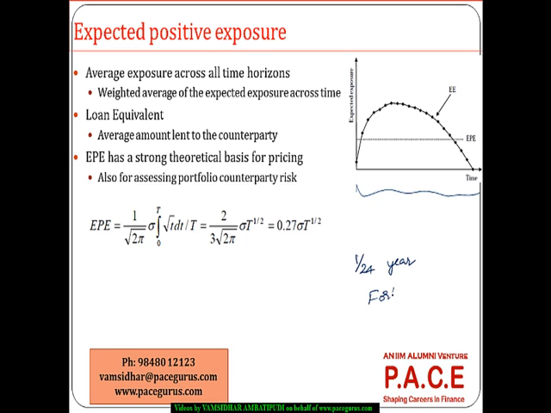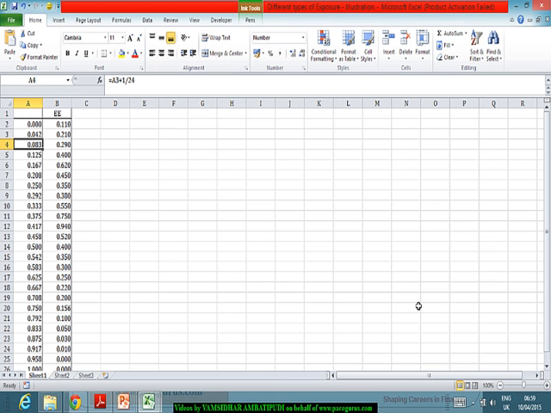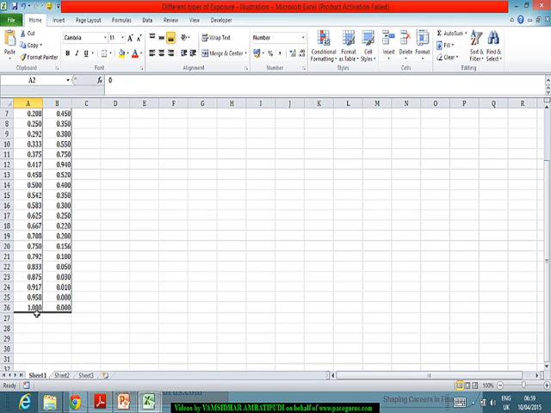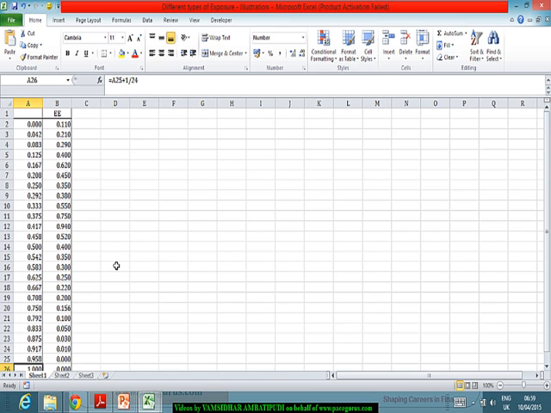Look at it like I am computing the expected exposure every fortnight, and because I am taking it every fortnight, the time period I am taking is 1/24th of a year. So for each of the periods, from 0 to 1, which means across 1 year, for different time periods, I have observed the expected exposure.